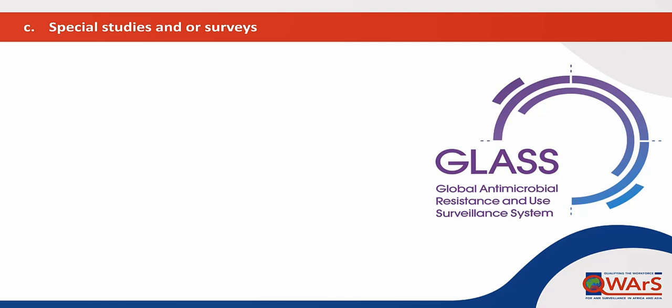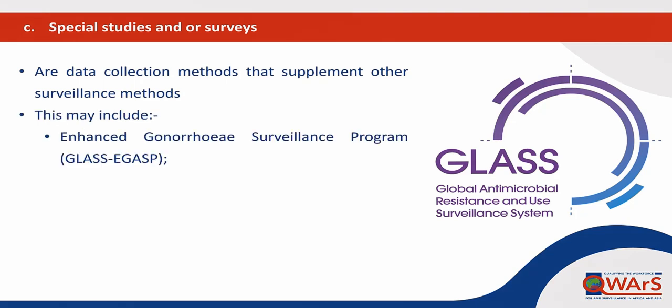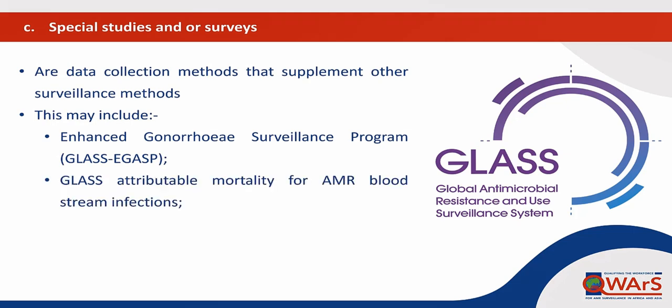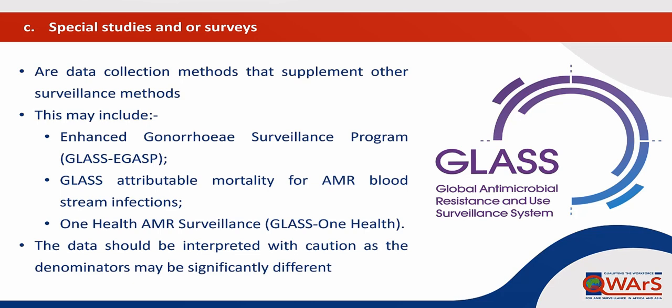Special studies and/or surveys are data collection methods that supplement other surveillance methods. These may include, for example, Enhanced Gonorrhea Surveillance Program, GLASS-EGASP, GLASS Attributable Mortality for AMR Bloodstream Infections, One Health AMR Surveillance, GLASS One Health. The data should be interpreted with caution as the denominators may be significantly different for such surveys or studies.